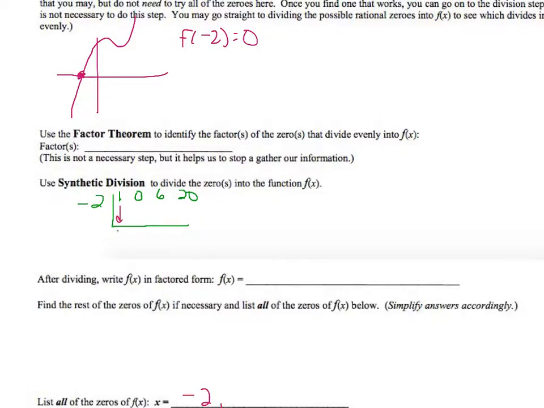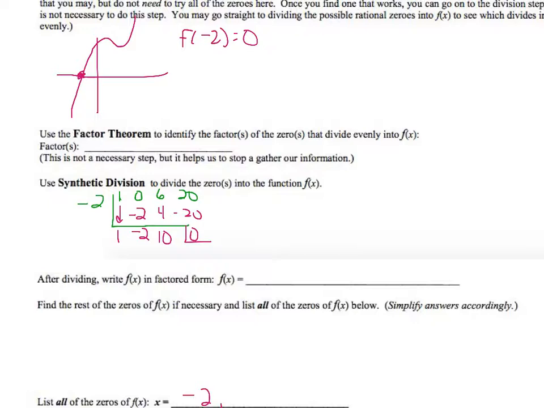We'll bring down the 1. Negative 2 times 1 is negative 2. 0 plus negative 2 is negative 2. Negative 2 times negative 2 is positive 4. 6 plus 4 is 10. Negative 2 times 10 is negative 20. So we're left with a remainder of 0, which makes sense because our polynomial has a zero at negative 2, so when you divide it out, you should get a remainder of 0.